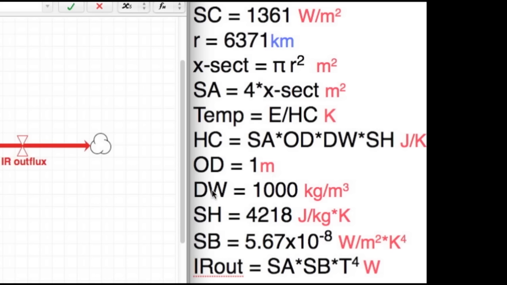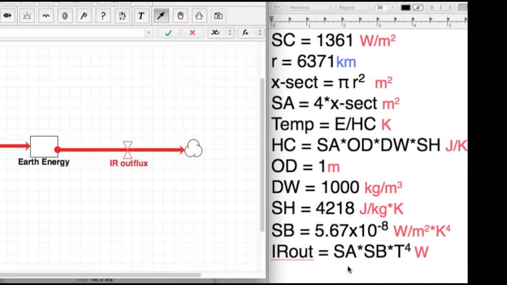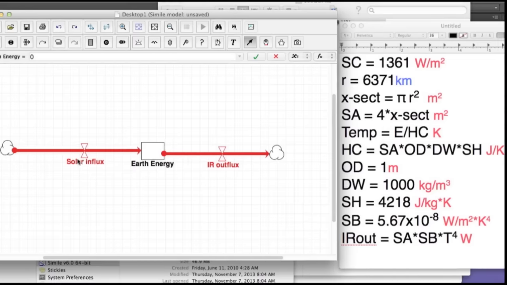So the density of water is 1,000 kilograms per cubic meter. The specific heat of water is 4,218 joules per kilogram Kelvin. And the Stefan-Boltzmann constant is going to come into our equations as well. It's 5.67 times 10 to the negative 8th watts per square meter Kelvin to the 4th power. And the IR outflux over here is going to be a basic black body radiator. And a black body radiator is going to have its surface area radiate at its temperature to the 4th power times the Stefan-Boltzmann constant. So with those equations in place, we can start to think about our model.